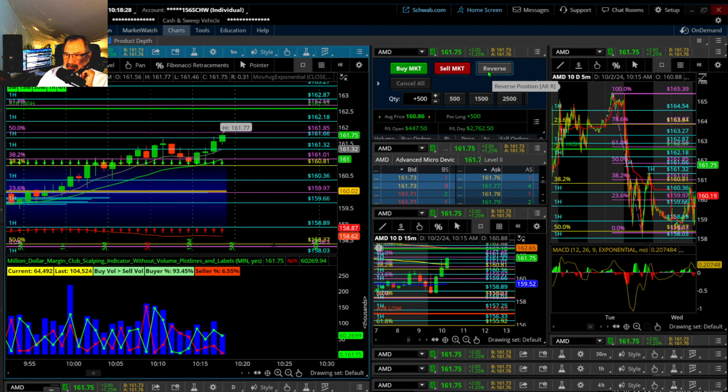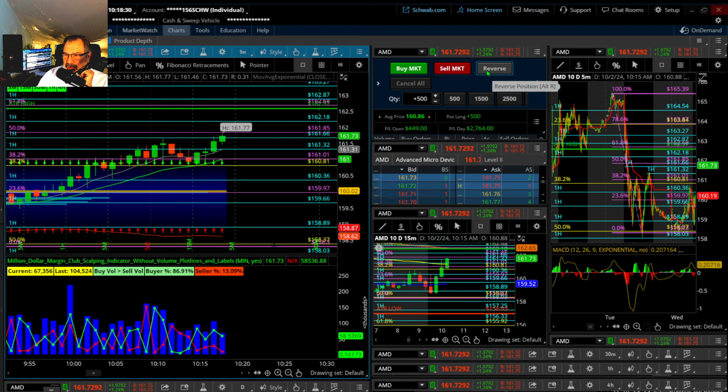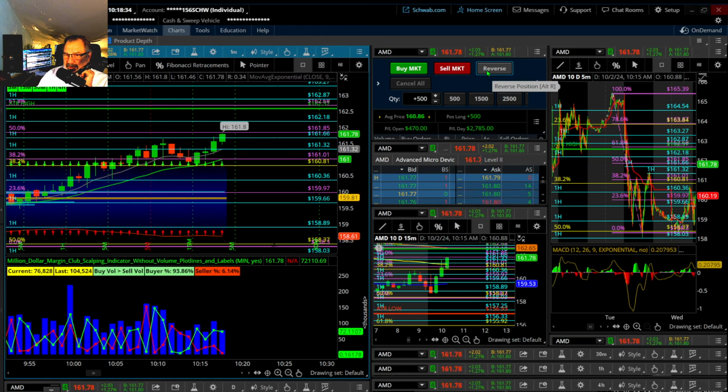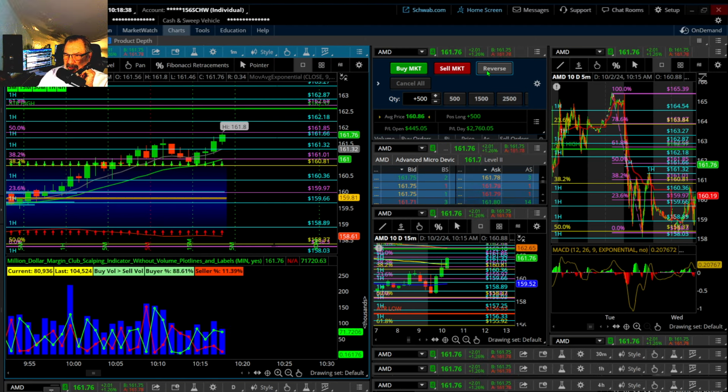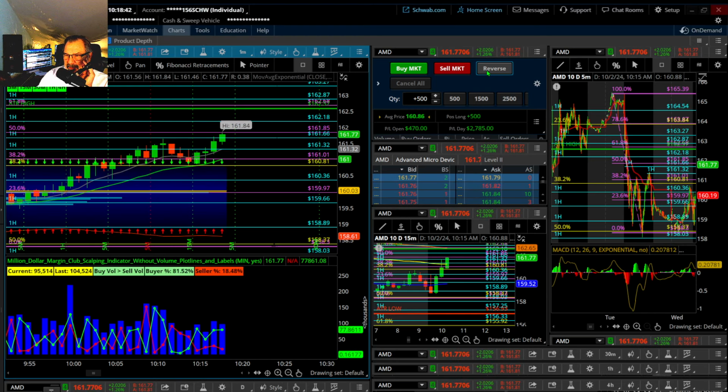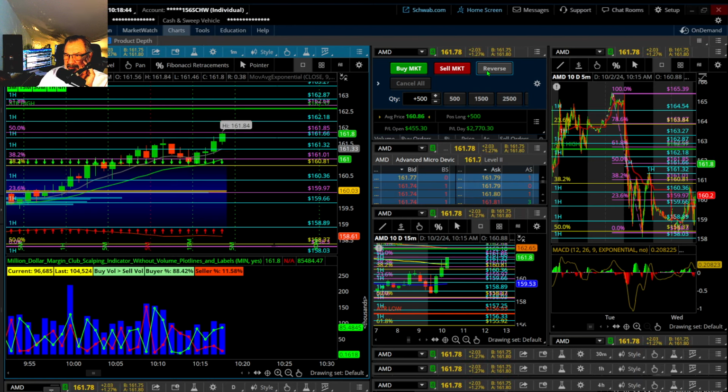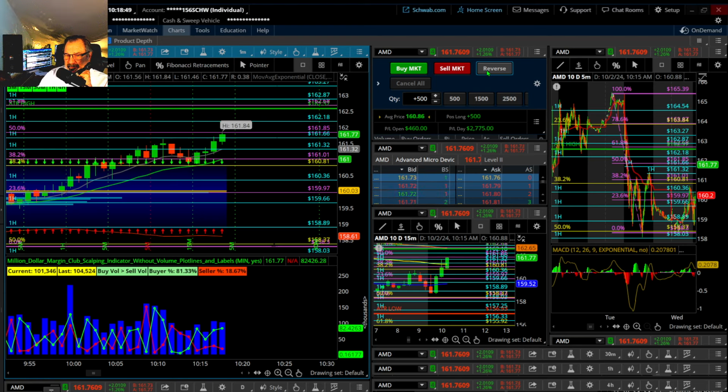I've got a nice cushion here. I'm going to shoot for 162. Can we get to 162? It's above that fib. Or if it drops off, I'll start retracing here. I've got a nice cushion to get hit down if it doesn't make it. It's still saying buy.